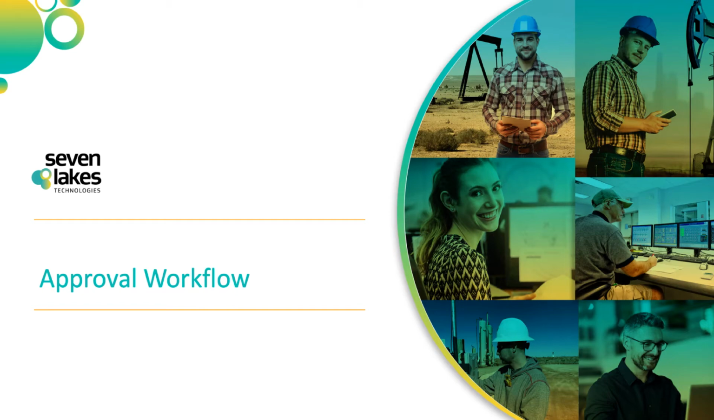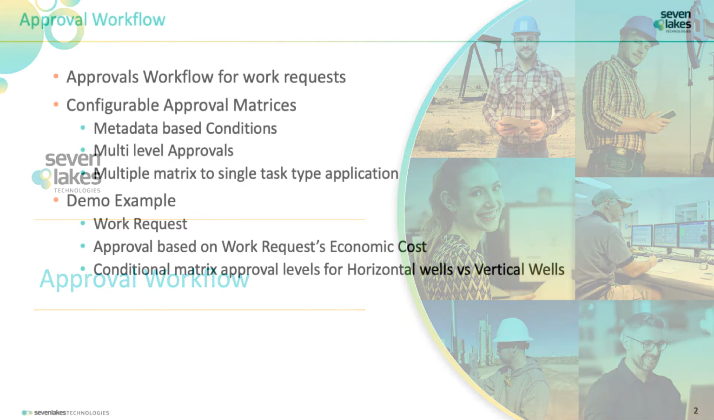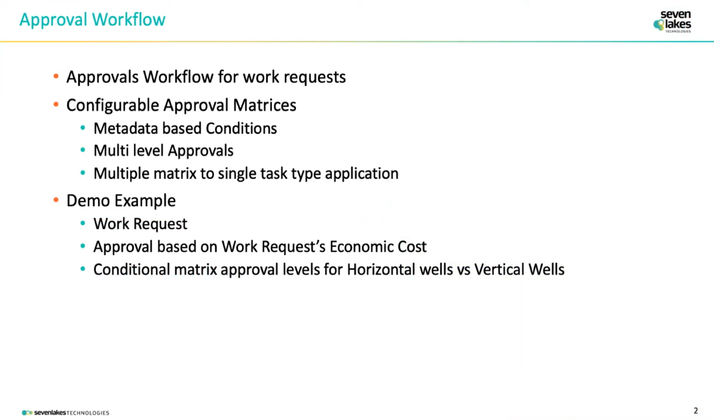So this is the update for the JOYN FSM approval workflow module. The workflow module provides a configurable way to do approvals for work requests. What we have are configurable approval matrices, which have metadata-based conditions, multi-level approvals, and even multiple matrices that can be tied to a single task type.